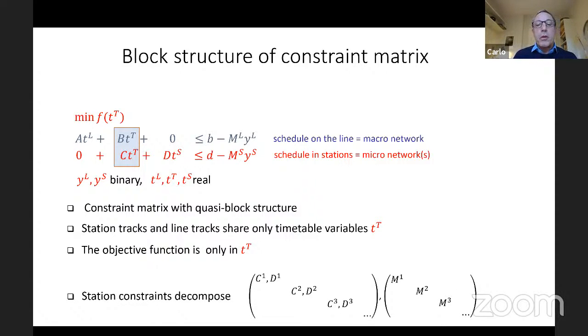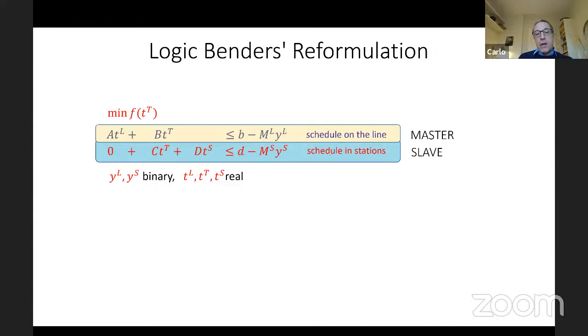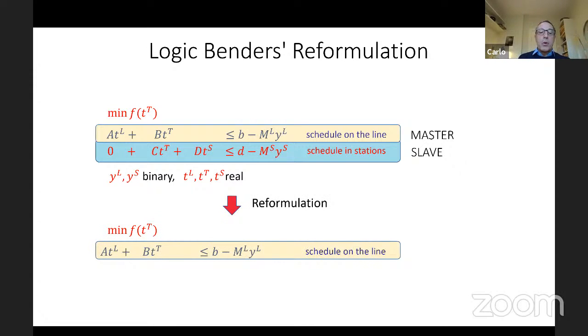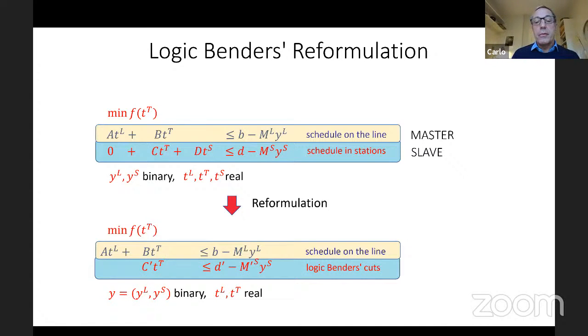Another interesting thing is that if we only look at the red part, the constraints associated with the stations, they also decompose perfectly into a block of constraints associated with each station. We are going to use this property. If we now look at the entire formulation, we can reformulate it in the following way. We drop all the constraints associated with stations and keep only the constraints associated with the scheduling on the line. Then we substitute the constraints on the stations with cuts or other constraints, which are only in the binary variables and the timetable variables, which we may call logic Benders cuts.